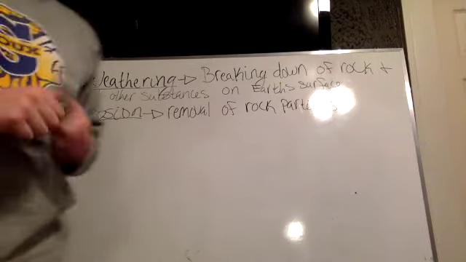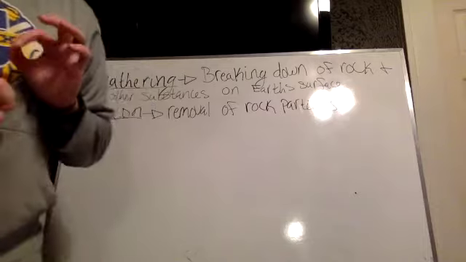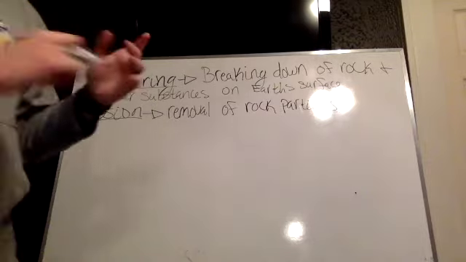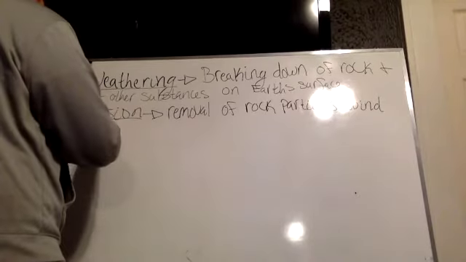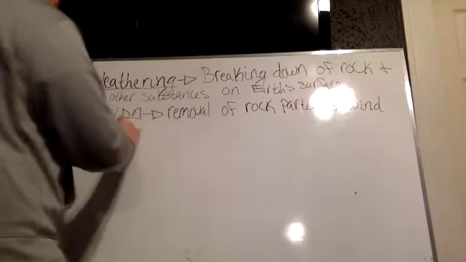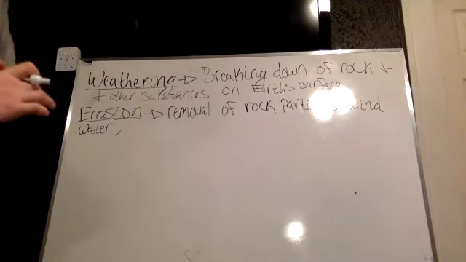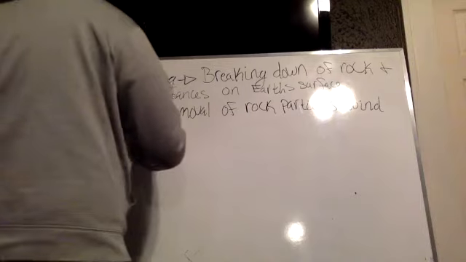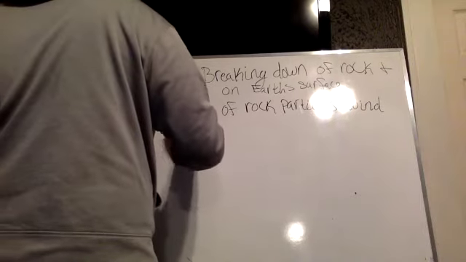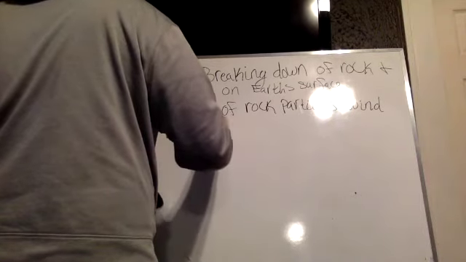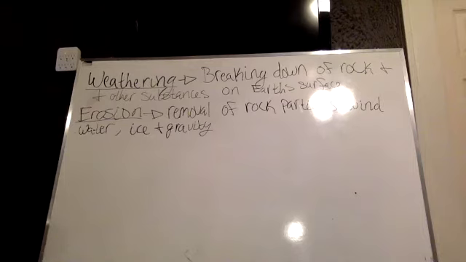Basically, this is removal of rock particles, not just randomly. They were removed by wind, agua, H2O, water, whatever you want to call it, ice and gravity. These are all ways that erosion can occur, okay?